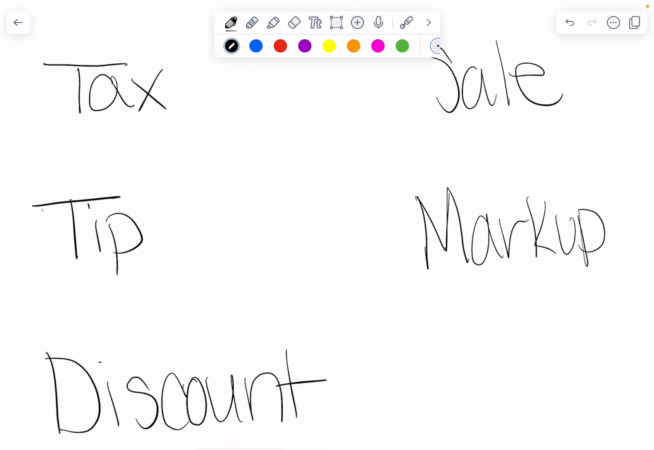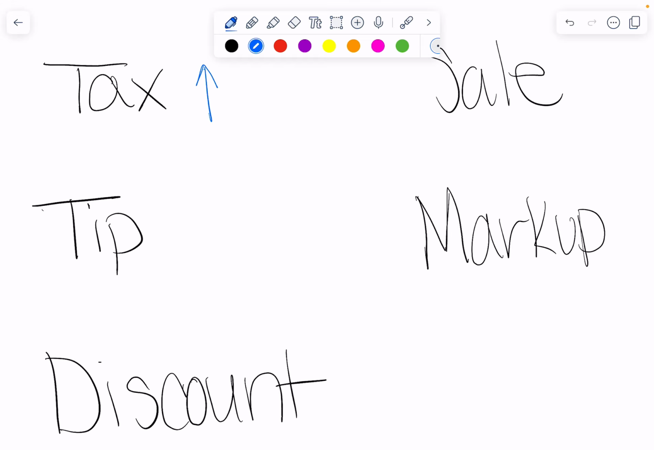So first of all, taxes. A tax would be something like if you go to Target and you see an item that costs $5, when you go to pay for it, it's going to end up costing you a little bit more than $5 because there's a sales tax added on top of it. So sales tax is a percentage of whatever the price was, and that gets added on to the original price. So when you talk about a tax, your price is increasing, okay?